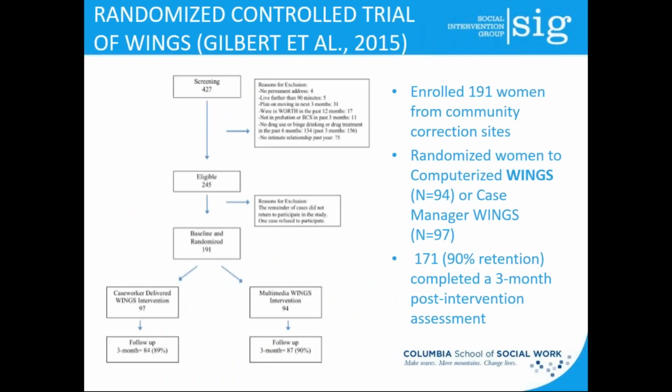So WINGS was a randomized controlled trial that was funded by NIDA, and we enrolled 191 women from community correction sites in New York City. To be eligible for the study, women just needed to be aged 18 or over, report using any illicit drugs in the past 90 days, or heavy drinking episodes, or being in alcohol or drug treatment, and also being in a relationship with some type of intimate partner in the past year. So we randomized about half the women to the computerized self-paced version of WINGS, and the other half were randomized to the case manager version of WINGS.